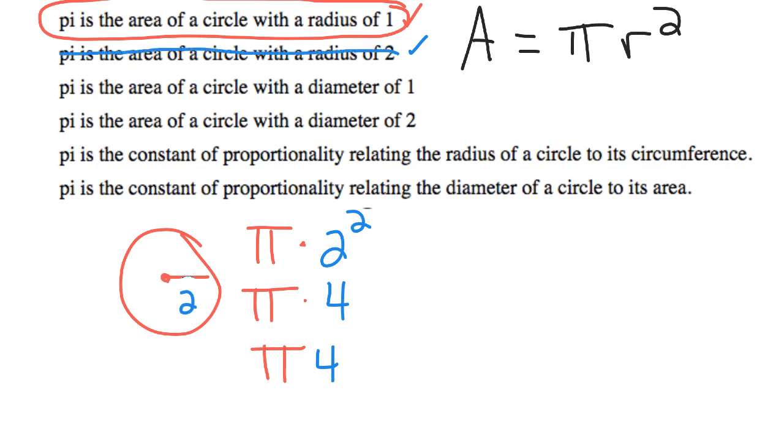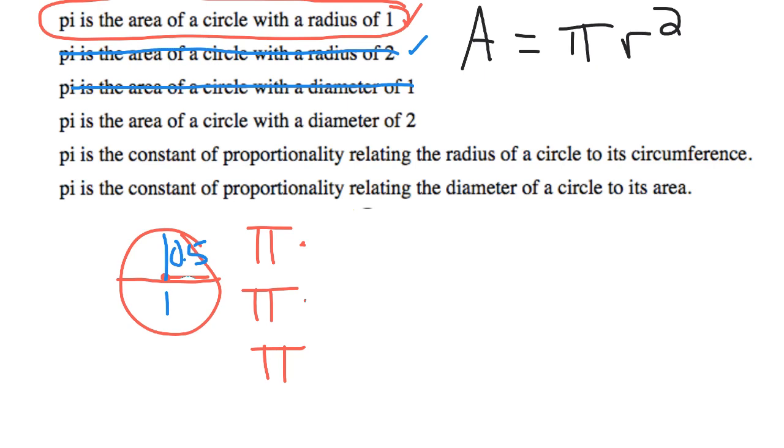Okay, so pi is the area of a circle with a diameter of 1. Well, let's do this. We'll make our diameter equal to 1, and I'll get rid of these over here. We'll get rid of that. And then if the diameter is equal to 1, that means that the radius is equal to 0.5. Well, that's not going to be enough. We already know the radius needs to be 1, so that won't work. So I can get rid of those.